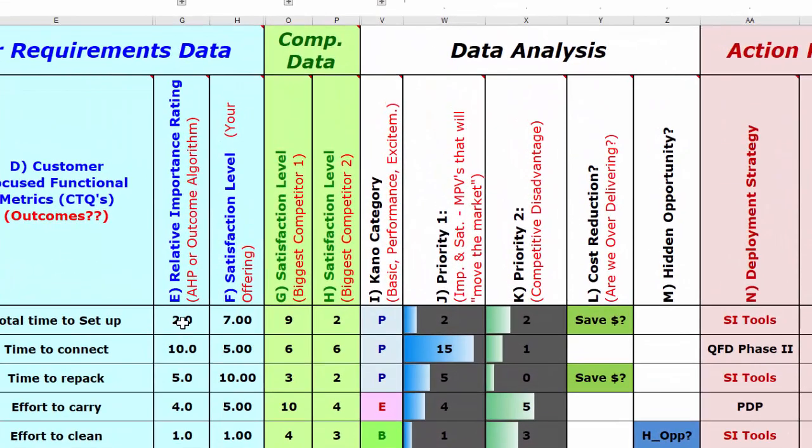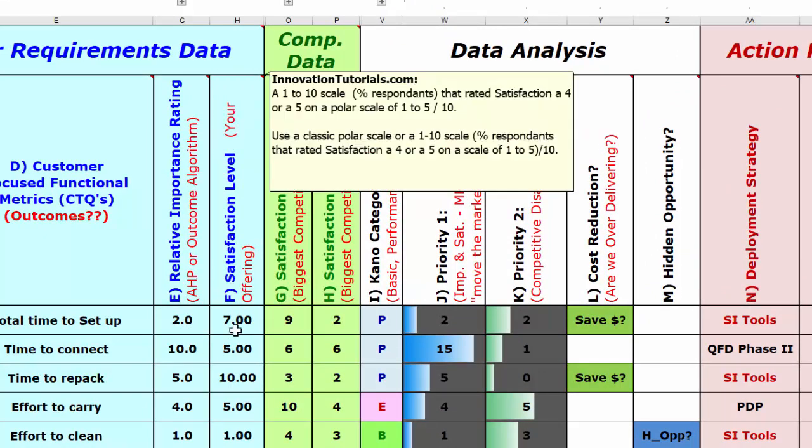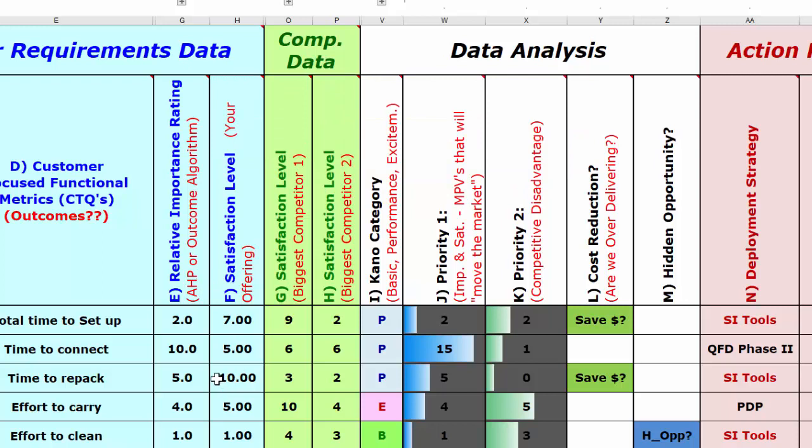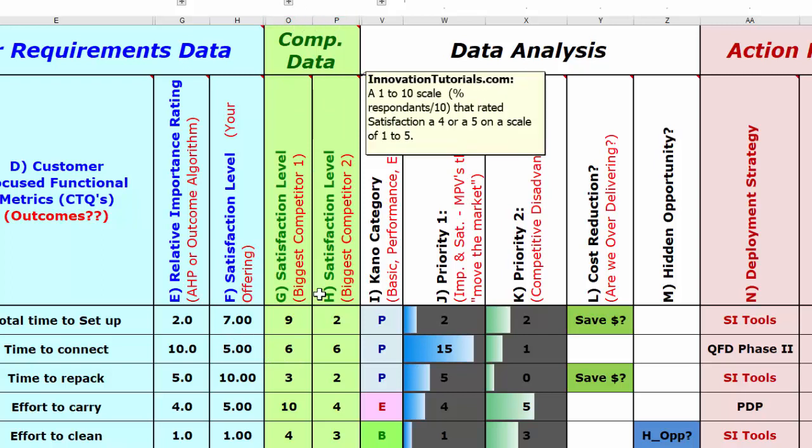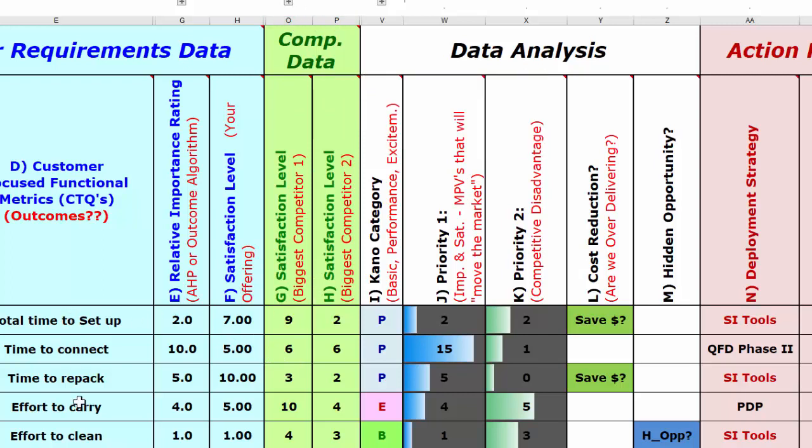Importance ratings, we're going to have importance ratings here, and customer satisfaction level. So this is typically a 1 to 10 scale. You can adjust these scales if you want. Then competitive data. How are the competitors doing for each of those requirements? So we can put some data in there too.